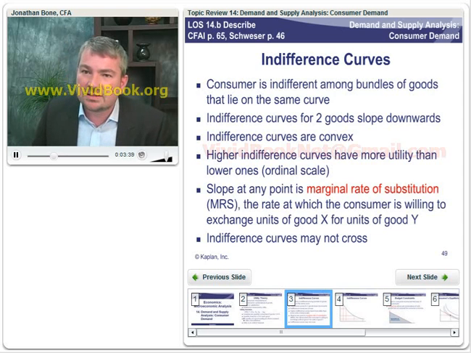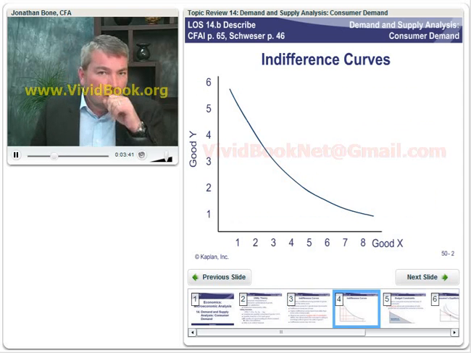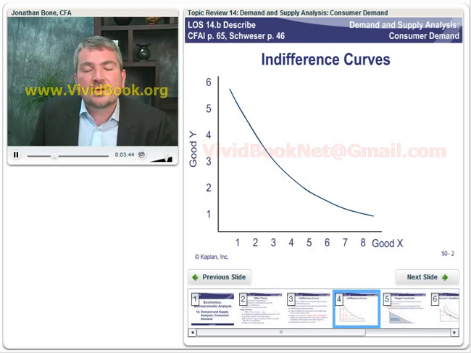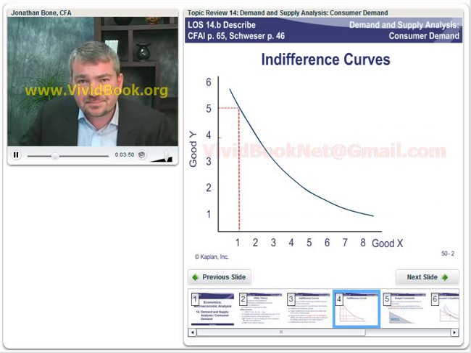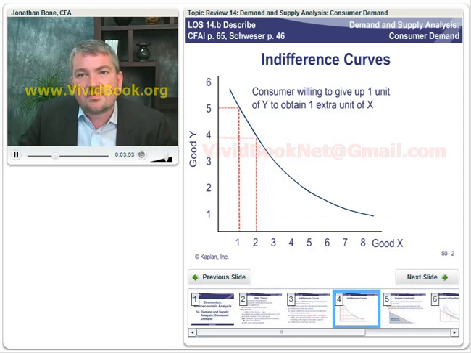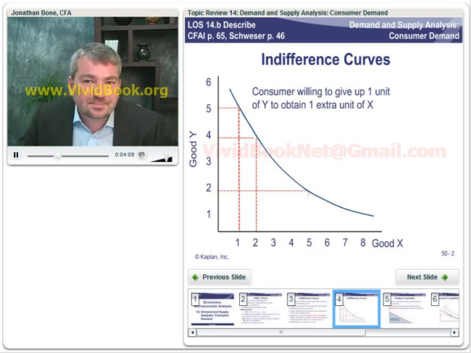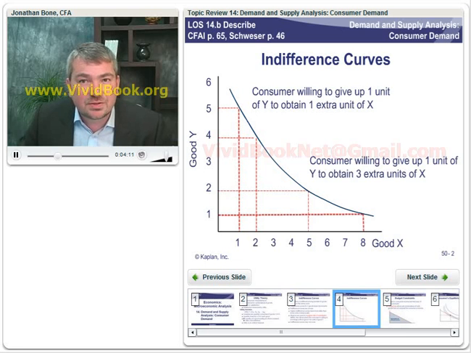Okay, let's have a look at an indifference curve. So here are our indifference curves. We've got 2 goods, good Y and good X, and you can see up there that the consumer would be willing to give up 1 unit of Y, so to move from 5 units of Y to 4 units of Y, in order to obtain 1 extra unit of X. Move from 1 unit of X to 2 units of X. But we can see at other points on the indifference curves that's not true.